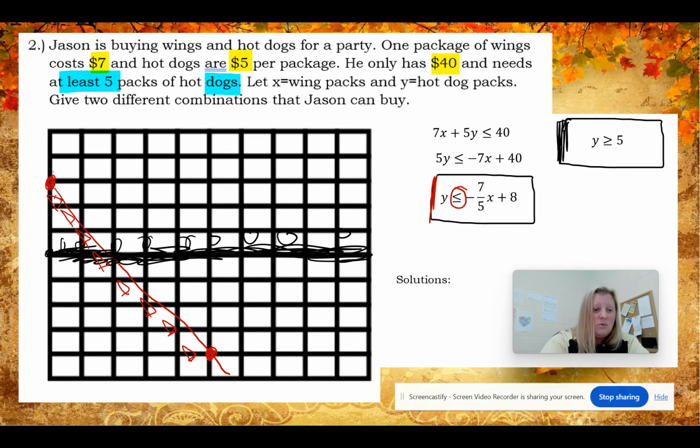You can see that this little region right here, that's where both of my shapes are, so that's what I'm going to keep. So if I wanted to name a solution in this region, I could do 1, 2, 3, 4, 5, 6. I could do 1, 6. That's still in there, barely, but it's in there. All right, but again, when it's a word problem, you want to tell me 1 what, 6 what. So it says since X is wing packs, we have 1 pack of wings and 6 packs of hot dogs.